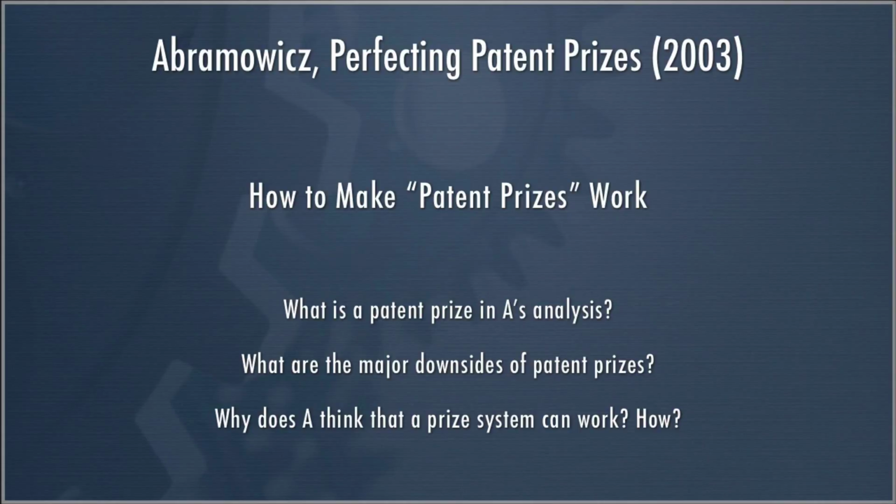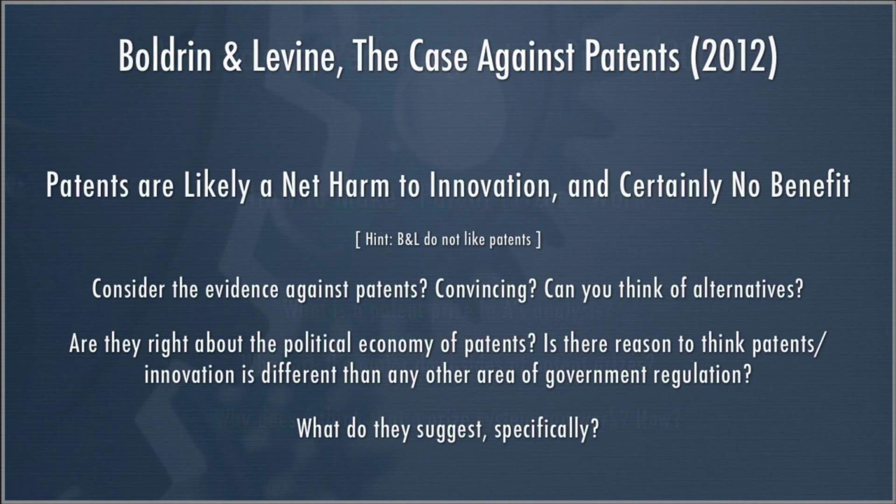What are the downsides? So he introduces prizes by noting some important theoretical downsides to their use, and understanding what that is, I think, is important. And then what does he propose? How does he think it's going to work? He ends up thinking that a patent prize system actually could work pretty well, given his proposed solution. What that proposed solution is something that I'd like you to figure out.